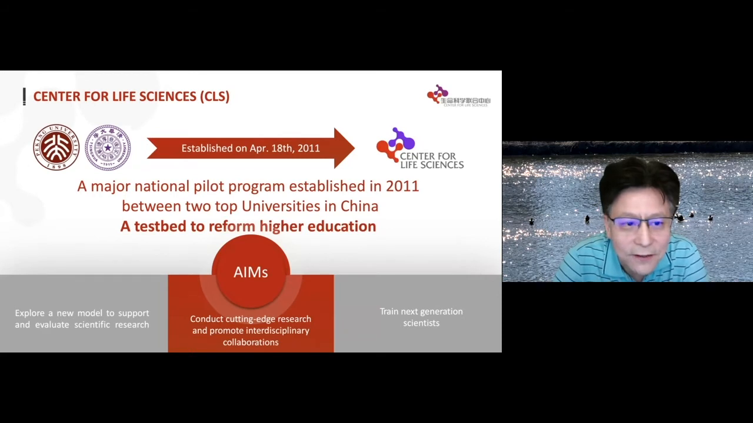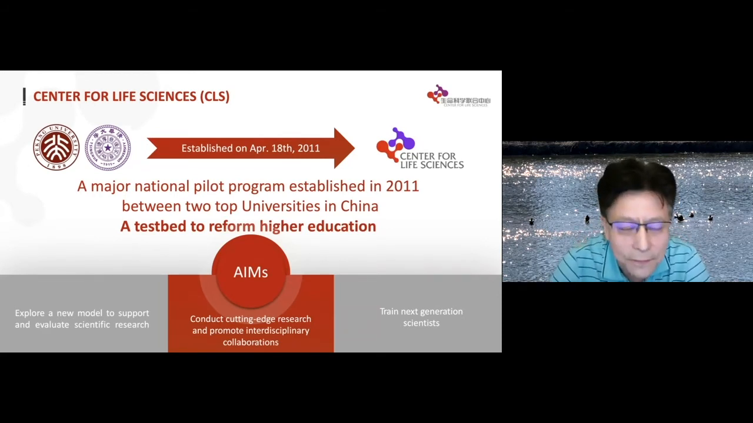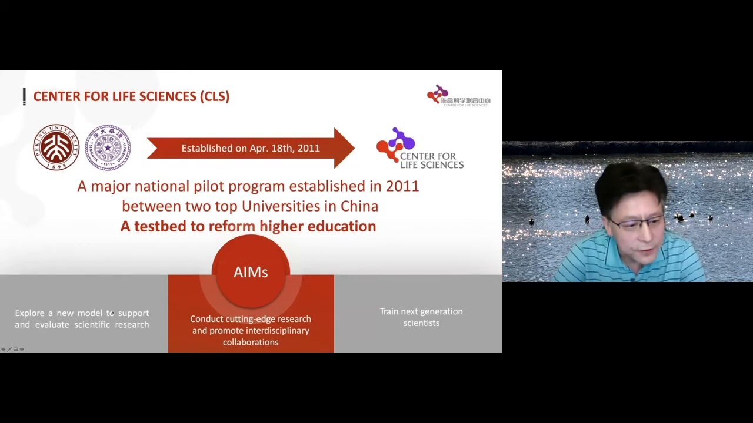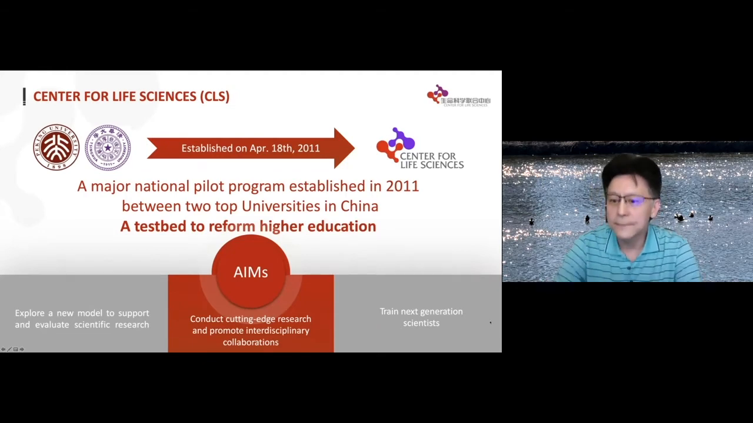So the center was a major national pilot program meant to serve as a test bed to reform higher education. So we have three aims. First is to explore a new model to support and evaluate scientific research. Second is to conduct cutting-edge research and to promote interdisciplinary collaborations. Third is to train students, the next generation scientists.